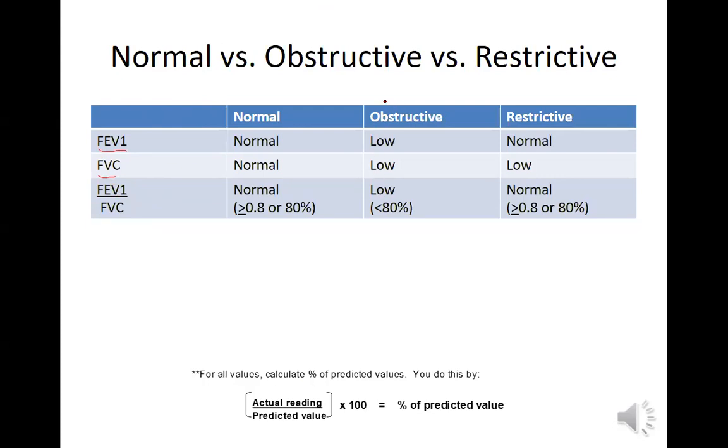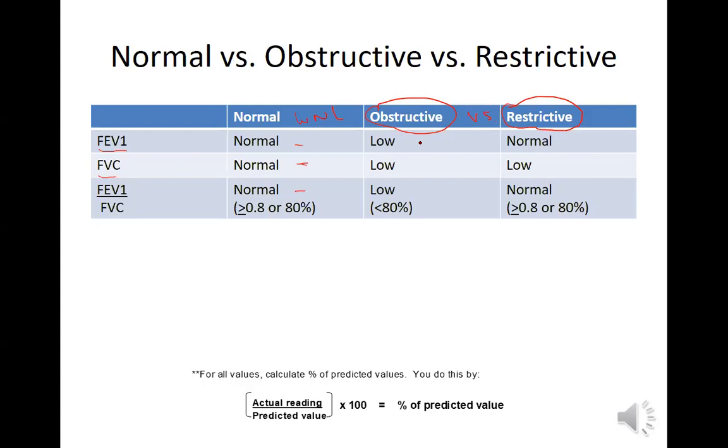Okay, so now we're talking about obstructive versus restrictive conditions. So within normal limits, somebody who doesn't have either obstructive or restrictive, the FEV1 is going to be normal. Okay, 80% of predicted. 80% of predicted is normal. 80% of predicted value. FVC is going to be normal, and the FEV1/FVC ratio will be normal.